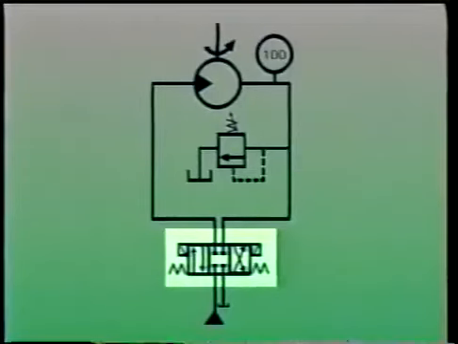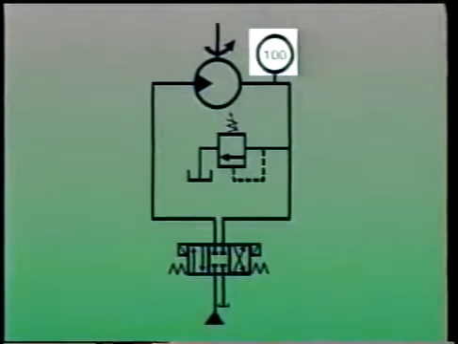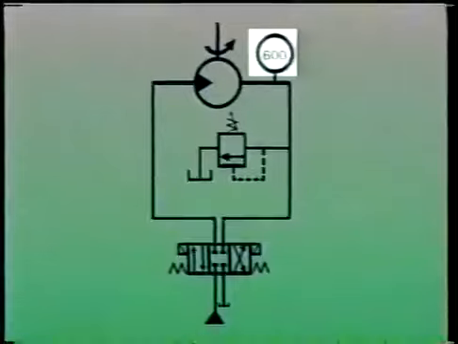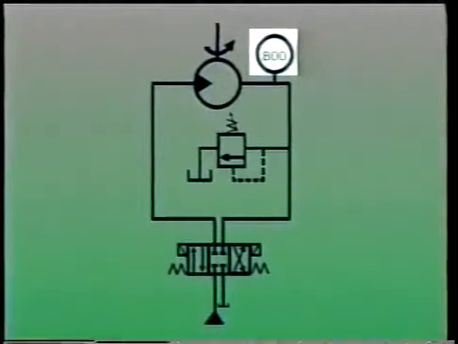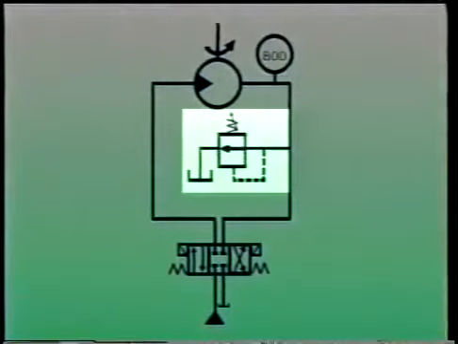This blocks flow out of the motor and applies back pressure that slows the motor down. The setting on the relief valve determines the maximum back pressure which will develop. When back pressure reaches that setting, the relief valve opens and back pressure drops off.